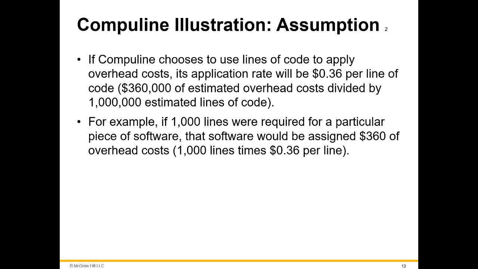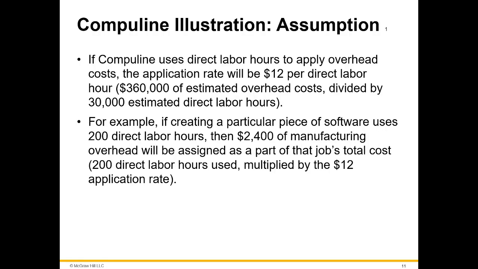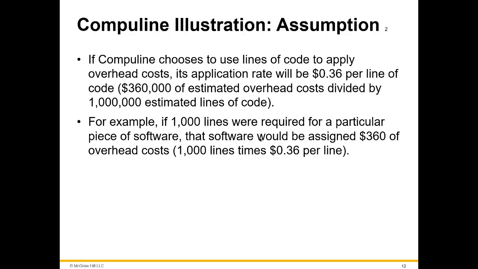That's illustration 1. Illustration 2 says, hey, instead of using direct labor hours, let's use number of lines of code. And we decide 360,000 divided by 1 million lines of code will be 36 cents per line of code. So if 1,000 lines of code are required to produce particular software, we should assign or multiply 1,000 times 36 cents per line and assign 360. So if this were the same software job, notice in this one we charge 360 and this one we charge 2,400. And so you can see that difference there and how that might show.